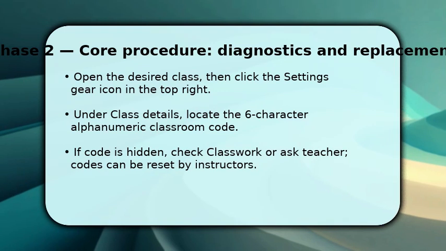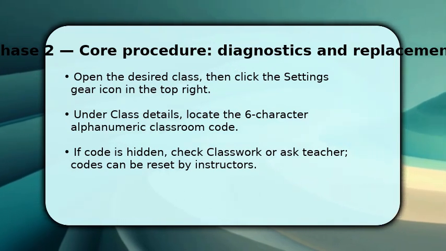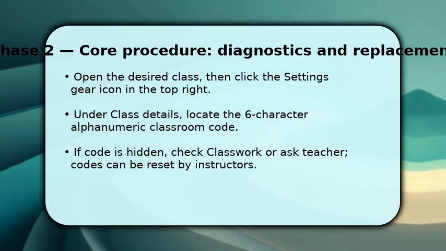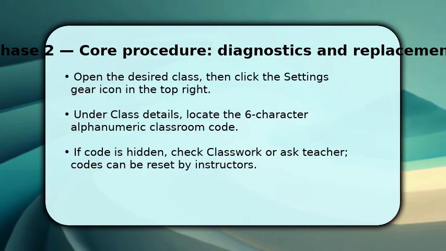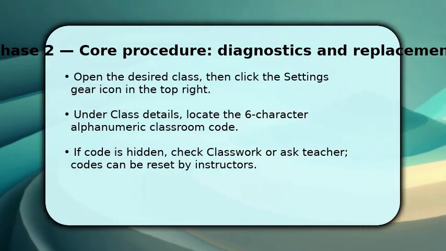Once inside the class, click the Settings gear in the top right to reach class details. This is where Google displays the classroom code, typically a 6-character mix of letters and numbers. Make sure to read the class name and section so you copy the correct code. Many schools use similar names.